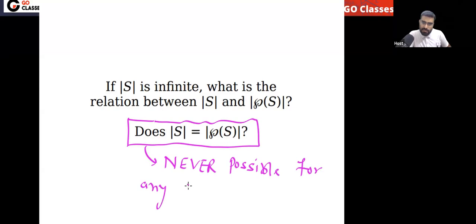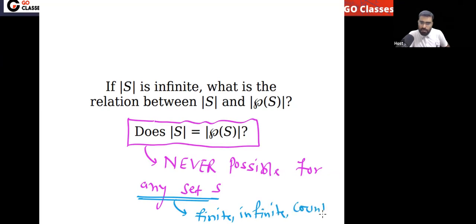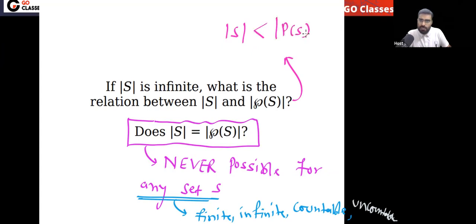For any set S. You can take any set S: finite, infinite, countable, uncountable, whatever. Whatever set you take, this is never possible. And what is the relationship? The relationship is that the cardinality of S is strictly less than the cardinality of P(S). So a very simple idea.